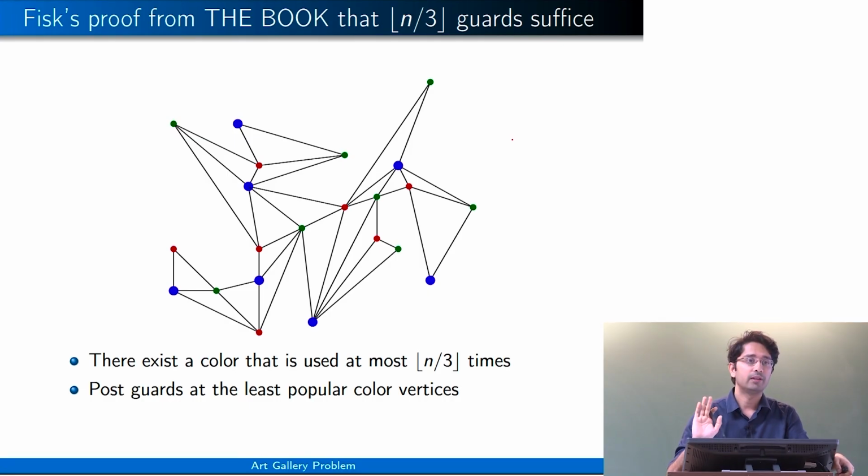Are you with me? If it is not clear, please raise your hands. So, I will go through the proof once again. We are not complete yet. With the assumption that any such graph can be colored with 3 colors, we have proved that n by 3 guards are sufficient.